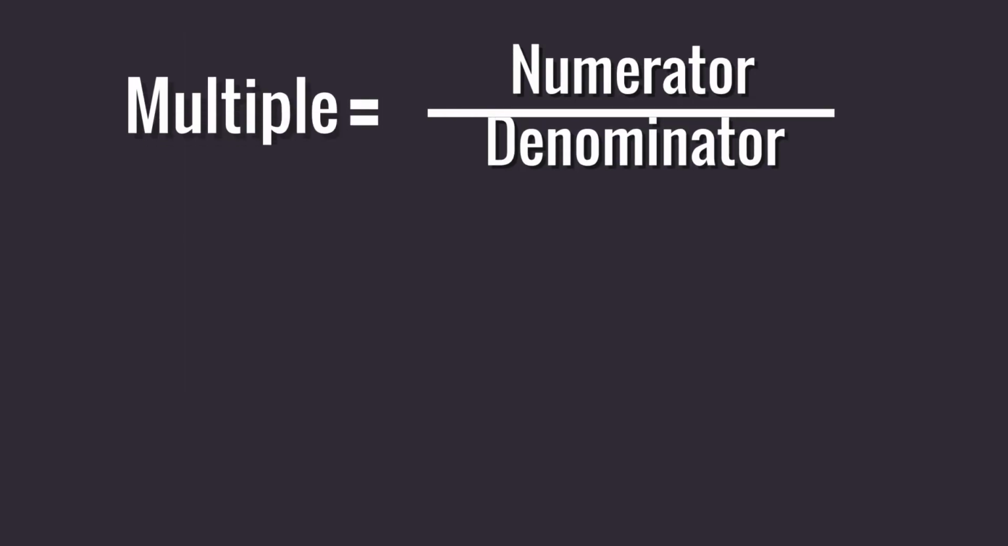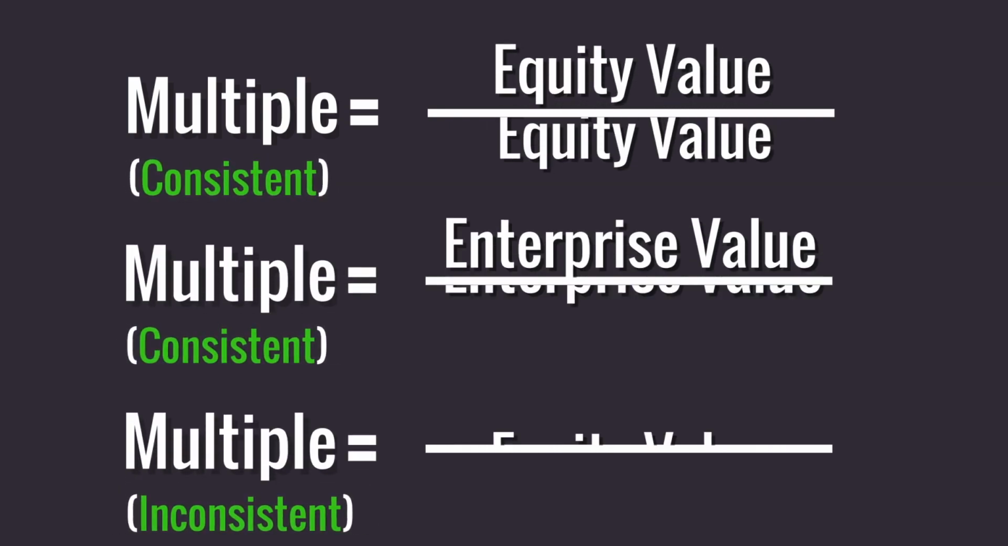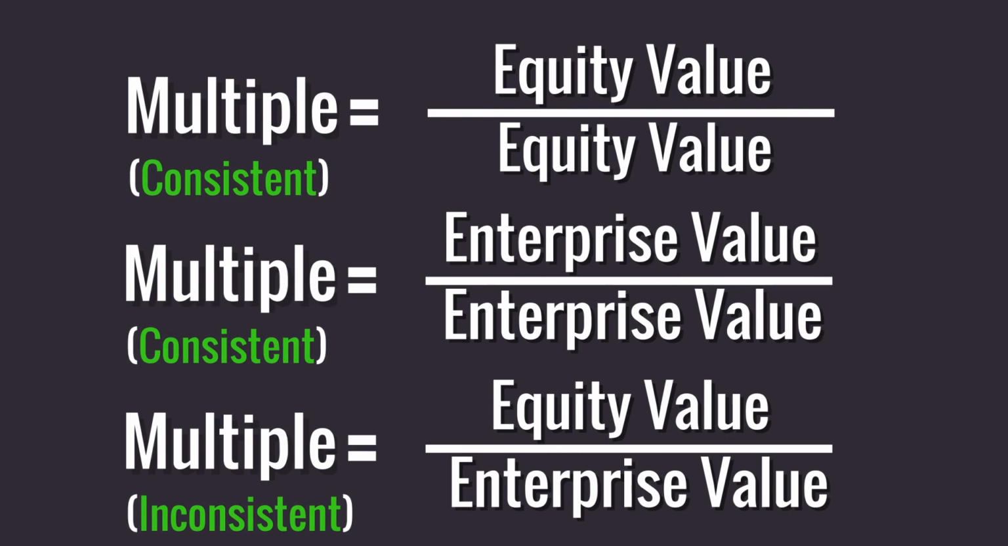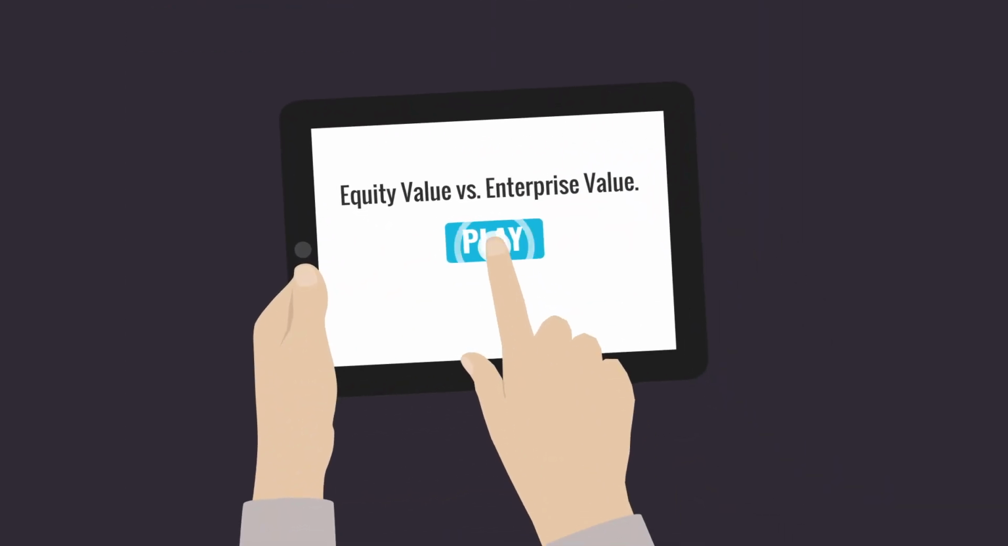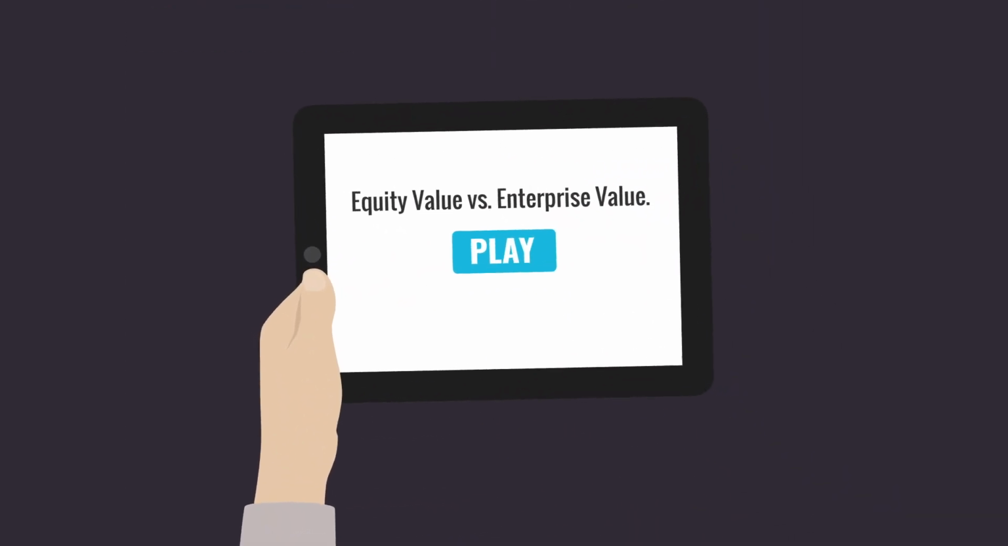To recap, every multiple has a numerator and a denominator. Both the top and bottom number have to be consistent, meaning both numbers must be either an equity value or enterprise value. You should not mix and match them. For a better understanding, check out our video on equity value versus enterprise value.